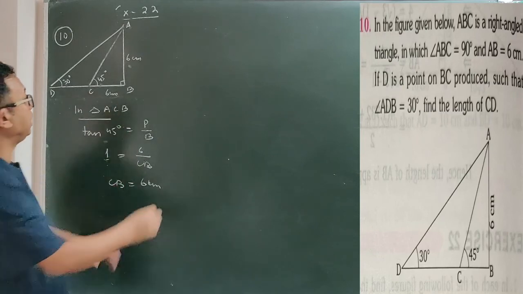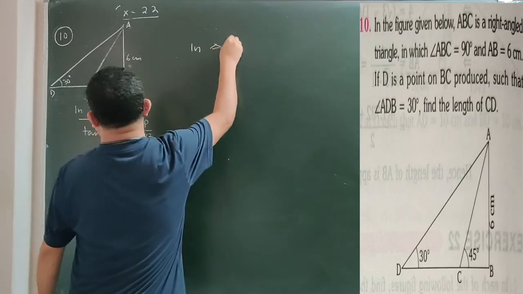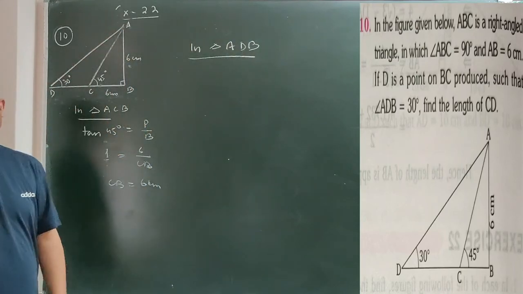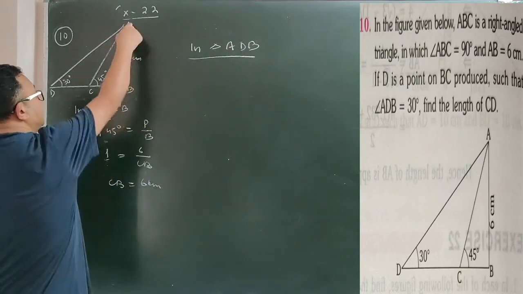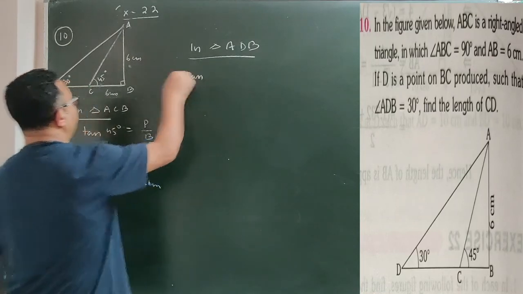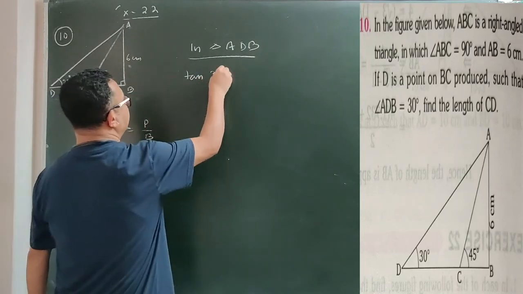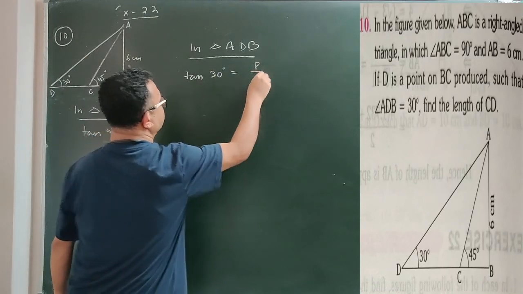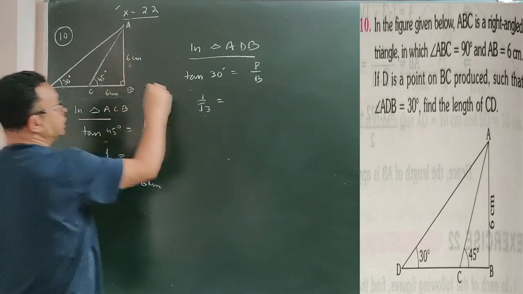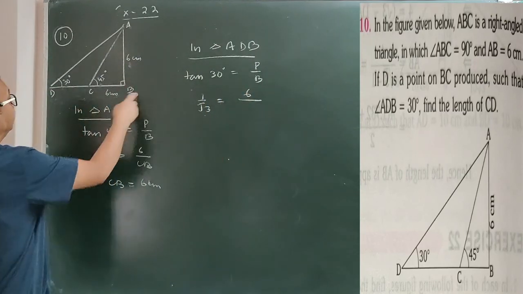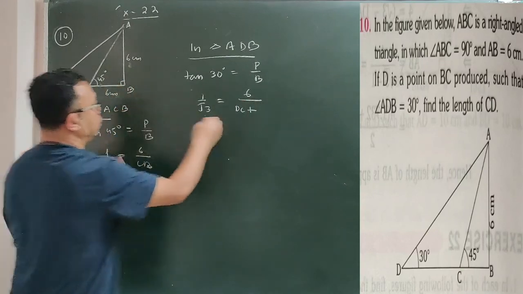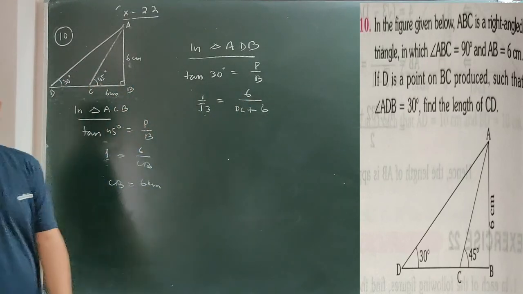Now we'll go to the bigger triangle. In triangle ADB, in this big triangle ADB, base and perpendicular again means it is tan, but the angle as you can see is 30 degree. So tan 30 degree is perpendicular by base. Tan 30 value is 1 by root 3, and perpendicular as you can see is 6 centimeter, and base is this full. Now we don't know what is DC, so it is DC plus this part which is 6. Now from here I can get the value of DC.